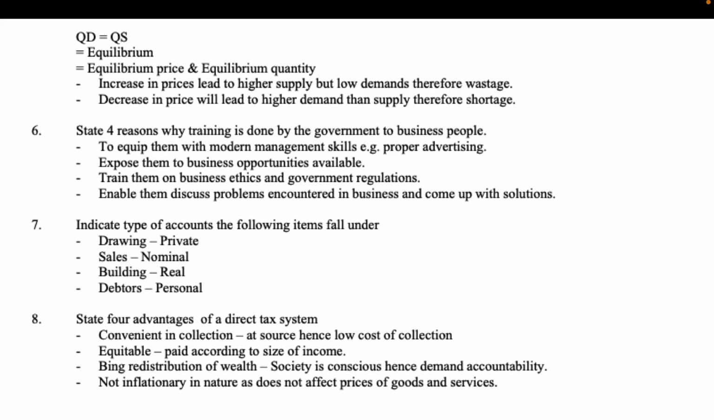Indicate type of accounts the following items fall under. Drawing, private. Sales, nominal. Building, real. Debtors, personal.